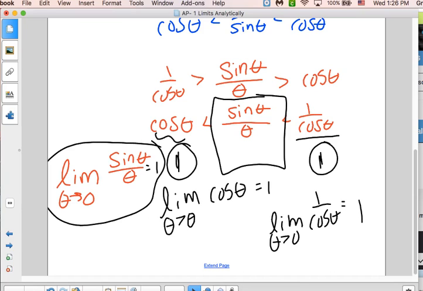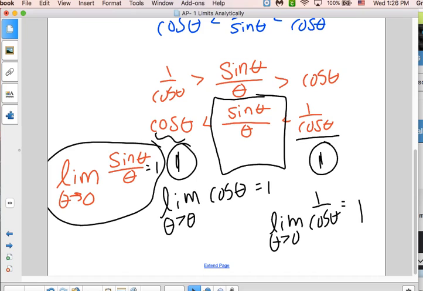Yes, sir. So are the greater than and less than symbols supposed to be greater than or equal to? In this case, we're looking at intervals, so we don't get too picky about equal and not equal. Okay.